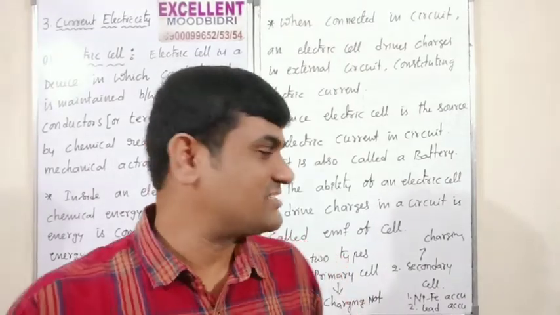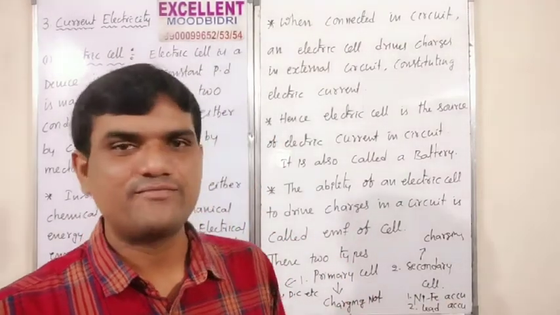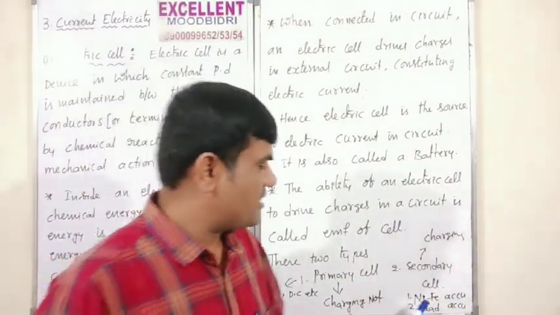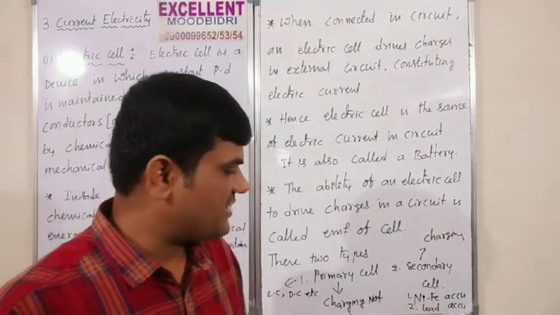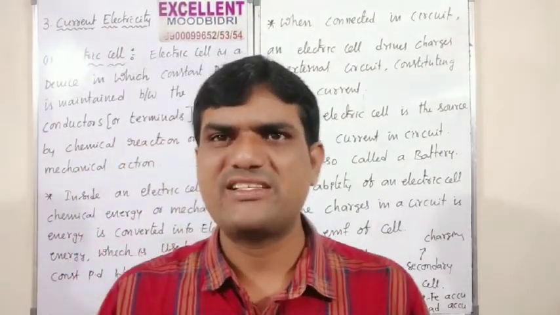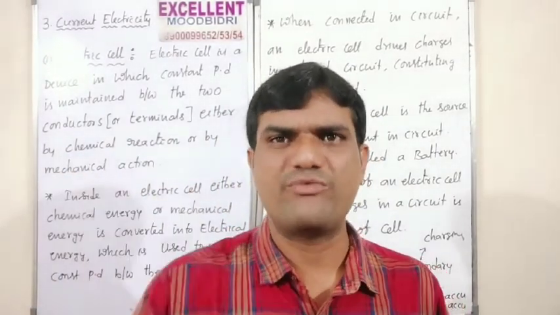Examples are the nickel iron accumulator and the lead accumulator. There are so many examples for secondary cells. This is small information about cells.